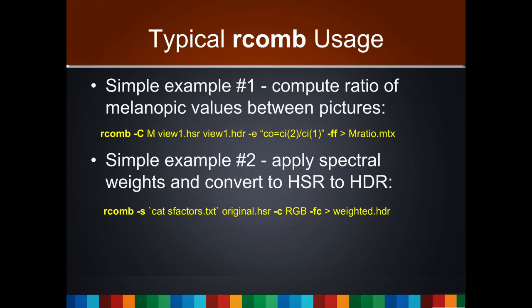And then they would just give me the second melanopic, which is view1.hdr, divided by the first one, view1.hsr. So this is basically telling us the ratio between these 2 images in melanopic luminance. And I said -FF to get floating point outputs.